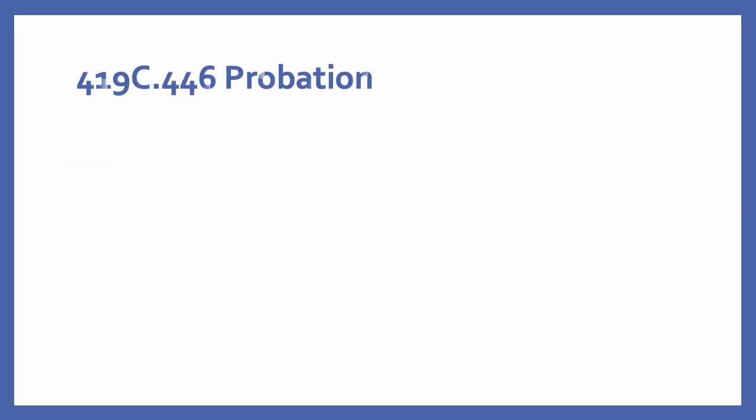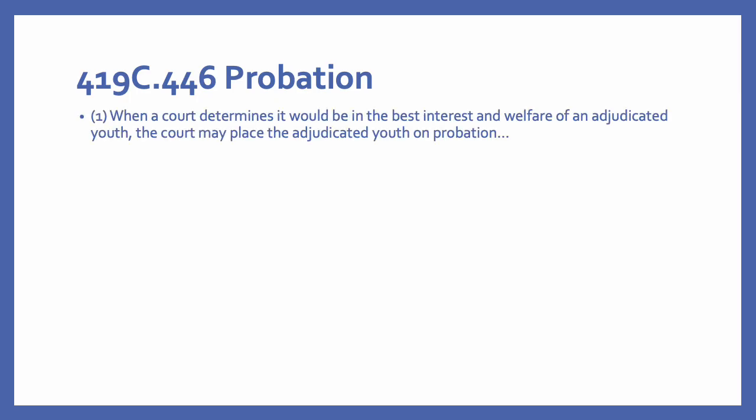419C.446. Taking a closer look at 419C.446, probation, it outlines that when a court determines it would be in the best interest and welfare of an adjudicated youth, which means the youth has already been found guilty, the court may place the youth on probation.